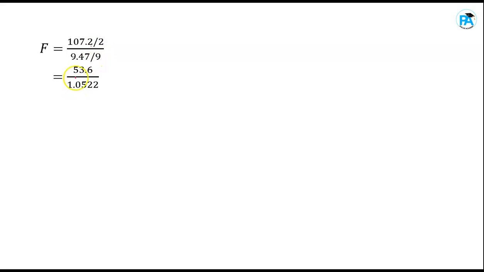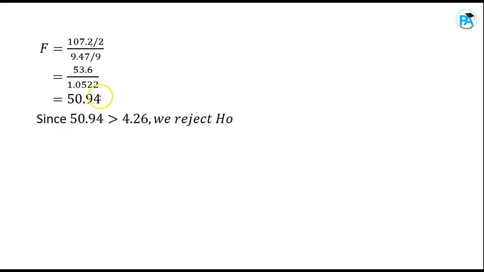107.2 divided by 2 gives you 53.6, isn't it? Divided by 9.47 divided by 9 gives you 1.0522, okay? So when you divide, you get 50.94 as your computed F. Since the computed F, which is 50.94, is greater than the critical value of F, which is 4.26, then we reject what? The null hypothesis, H0. If you want to follow the decision rule, you are going to reject it.